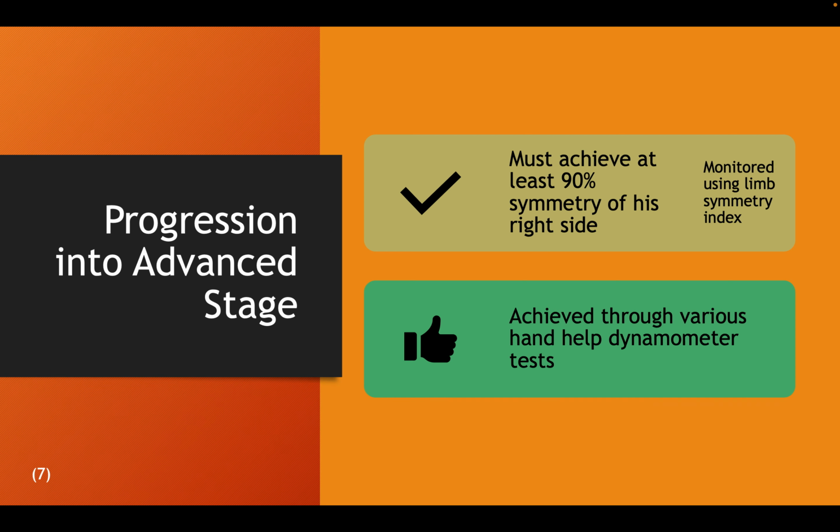To progress into the advanced stages of the program, Steve must achieve at least 90% symmetry of his right hand side using the limb symmetry index. Along with this, experiencing no pain performing exercises. This will indicate Steve has the adequate strength and neuromuscular control of his pathologies. Exercises such as calf raises, handheld dynamometer reading for ankle inversion and eversion, along with hip internal/external rotation and hip abduction will provide quantitative data to help conclude this. Once this is met, Steve can progress.